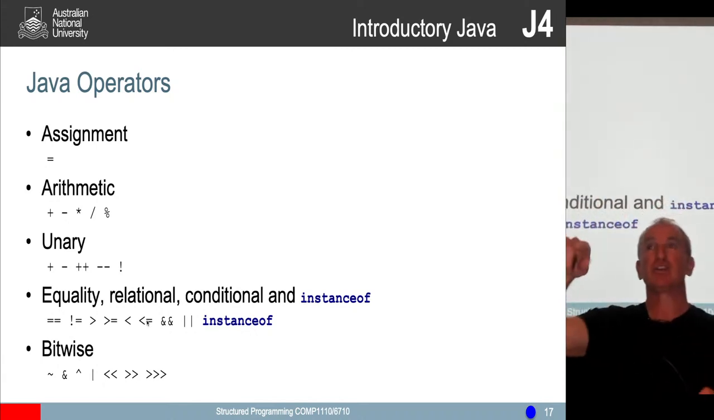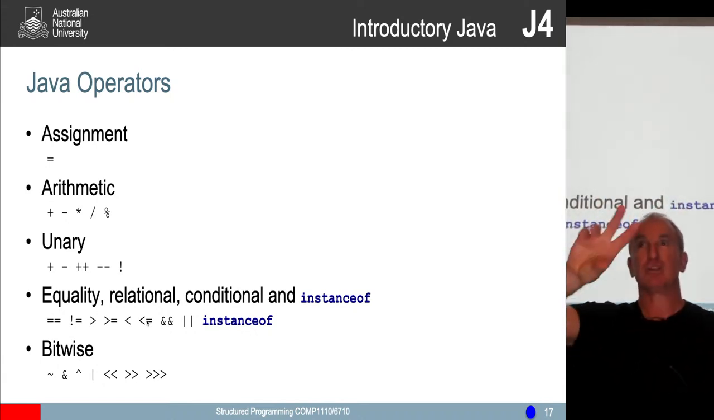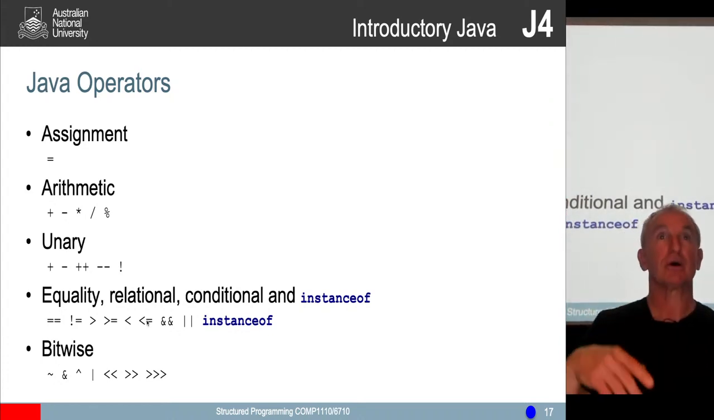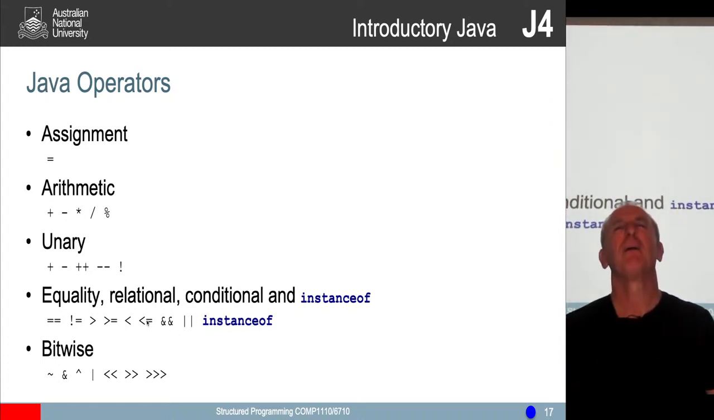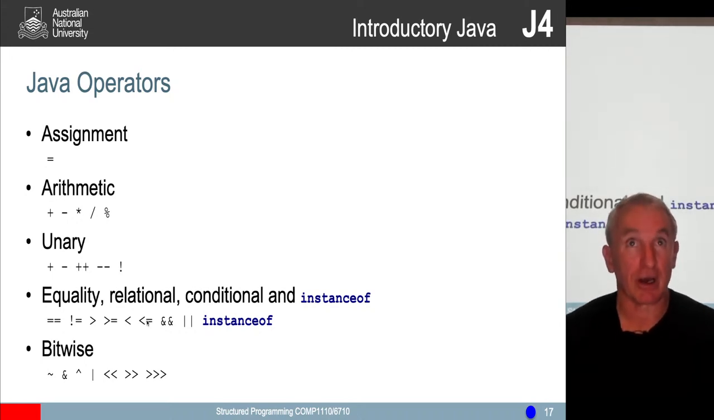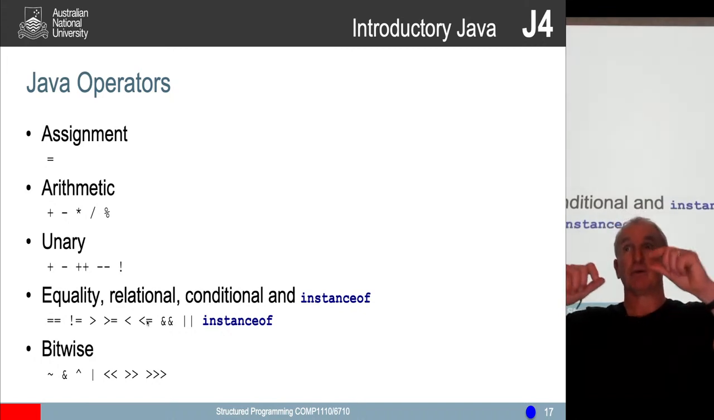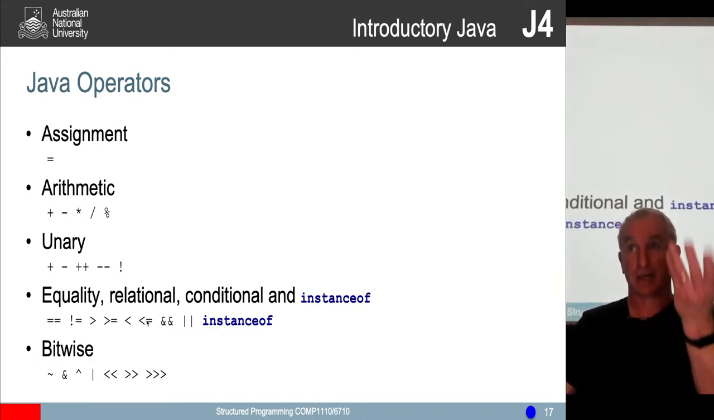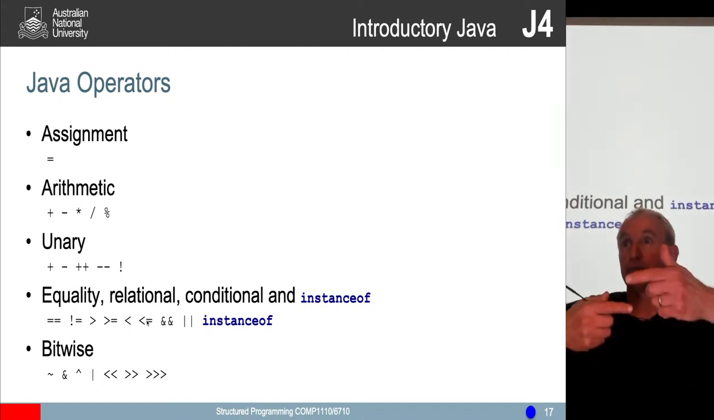And then we've got an exclamation mark, which means not. Okay, it means the opposite. It means take the opposite value. It makes sense in binary, but not in other numbers. So in binary, for a Boolean value, it's really obvious. If I say not false, that's true, right? It's the inverse of false, it's true.